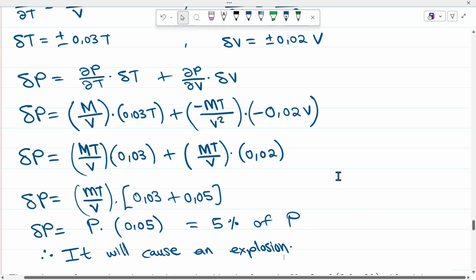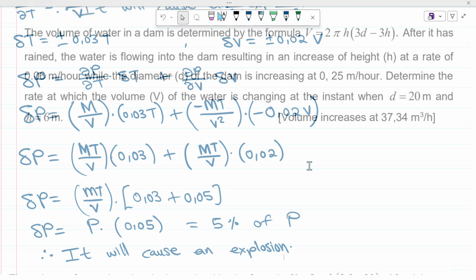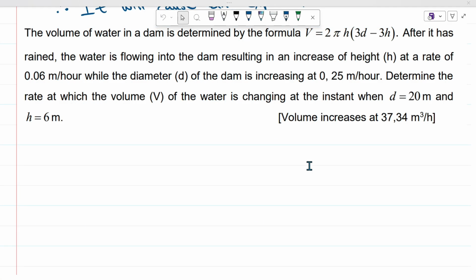So let's quickly check if we can do another question again. Remember to pause the video so that you can work out this problem on your own, and then resume later to check the memo. So this question reads as follows.